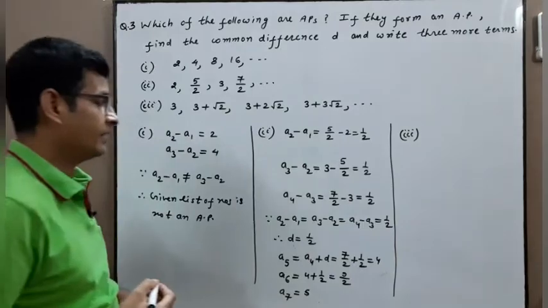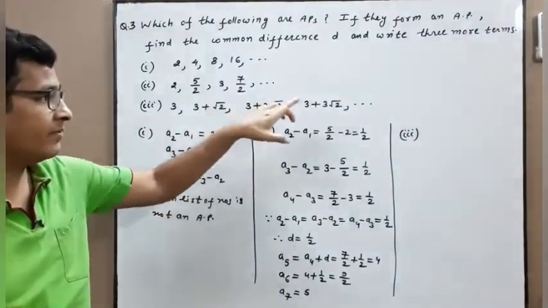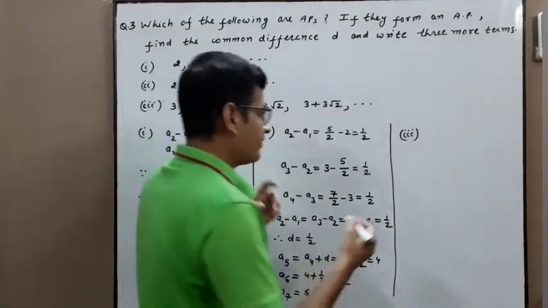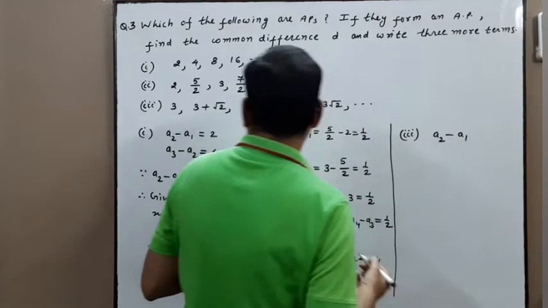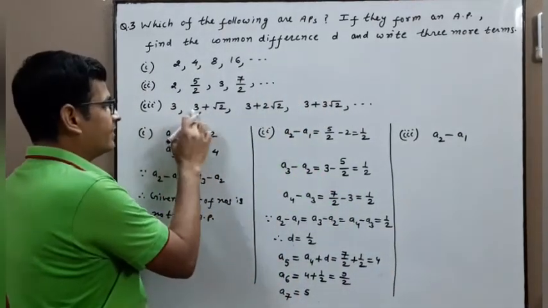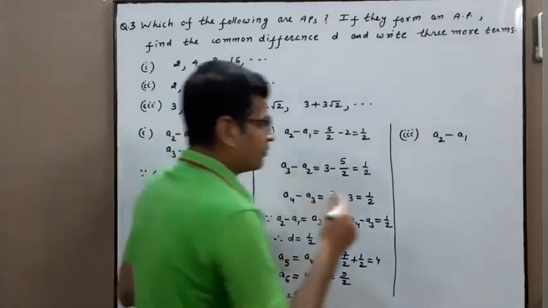Third part. First term, second term, third term and fourth term. So first find a2 minus a1. This minus this: 3 plus root 2 minus 3. So 3 and 3 cancel, so we get root 2.